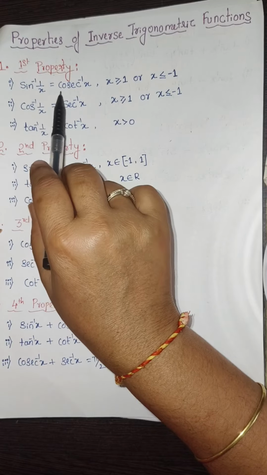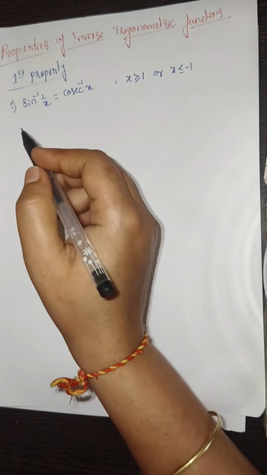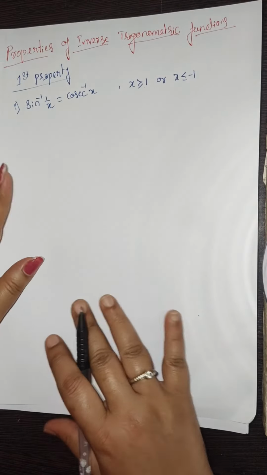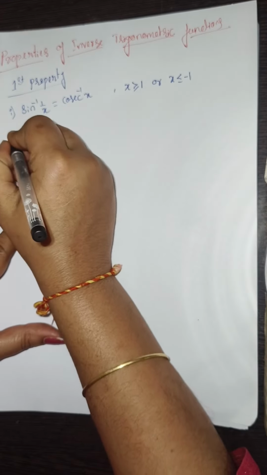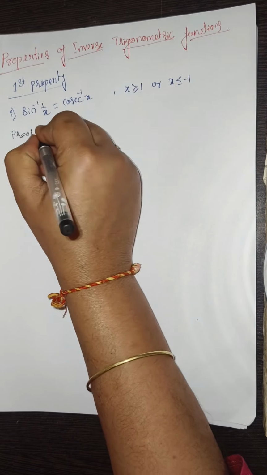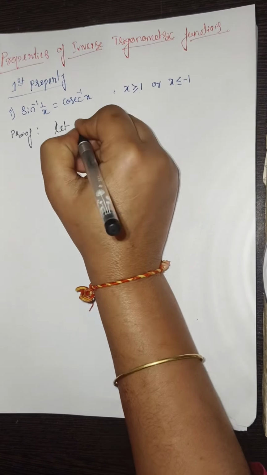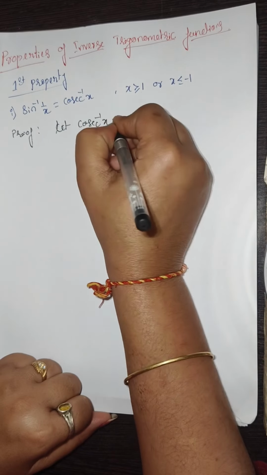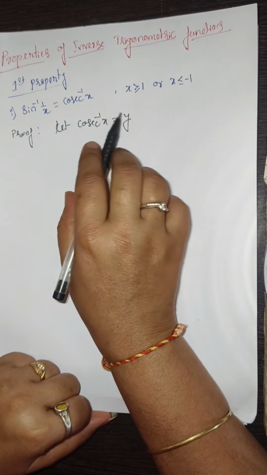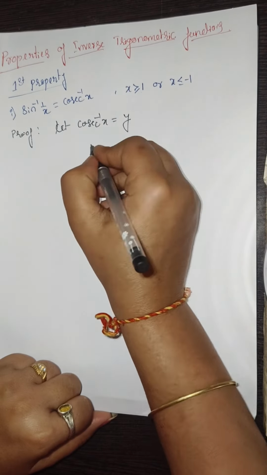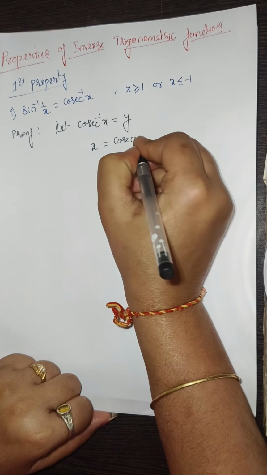Prove here sin inverse of 1 by x equals cosec inverse of x. First we have to take cosec inverse of x equals, we need to take here y. Proof. Let cosec inverse of x equals y. Now after that we need to send cosec inverse to the right side, so it will become cosec y.